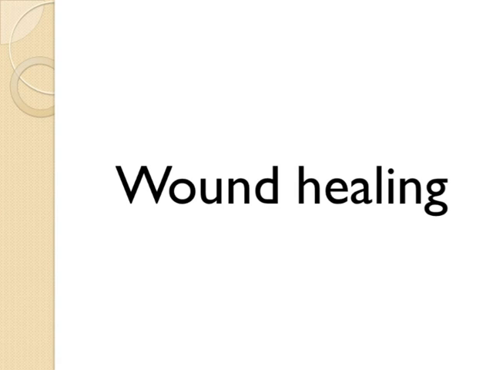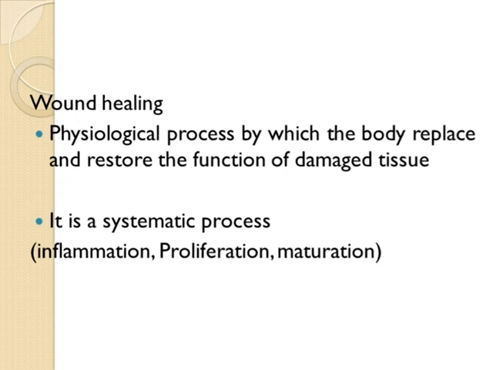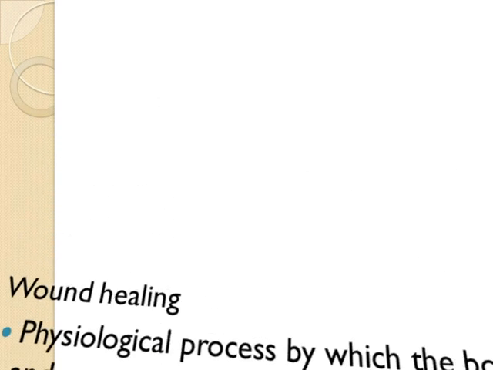Then we come to the phases of wound healing and what is meant by wound healing. Wound healing is a physiological process by which the body replaces and restores the function of damaged tissue. It's a systematic process, composed of the inflammatory phase, the proliferative phase, and the maturation phase.